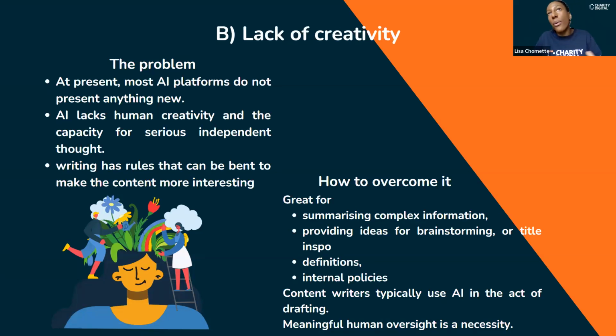So writing has rules that can be bent to make the content more interesting. And this is why content writers would typically use AI in the act of drafting, like I said. And the necessity is really to apply human oversight. So it's almost like, if you have 100 meters to run, it can get you to the first 50 meters, but then you'll have to perform the rest and to add your own take to that.